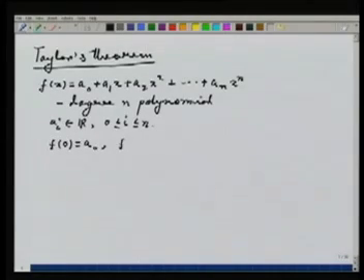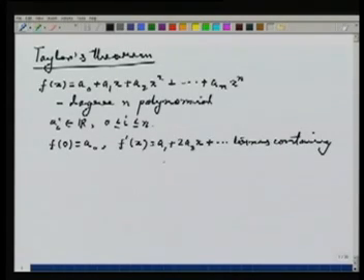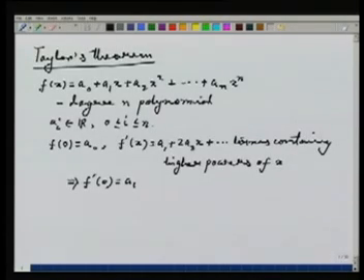Then what is f prime at 0? So for that I need to calculate what is f prime of x. And I get that this is a1 plus twice a2x plus terms containing higher powers of x. This then implies that f prime at 0 is equal to a1.